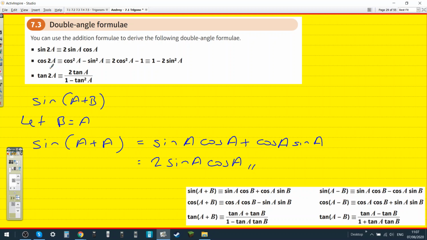You could do the same with tan. Just do tan A plus A and simplify. And you can do the same with cos A plus A. And there's a few different ways of writing the cos one. Cos squared A minus sine squared A. So that's a mixture of both of them. Rarely used. This one is just cos, used a lot. This one is just sine, used a lot.